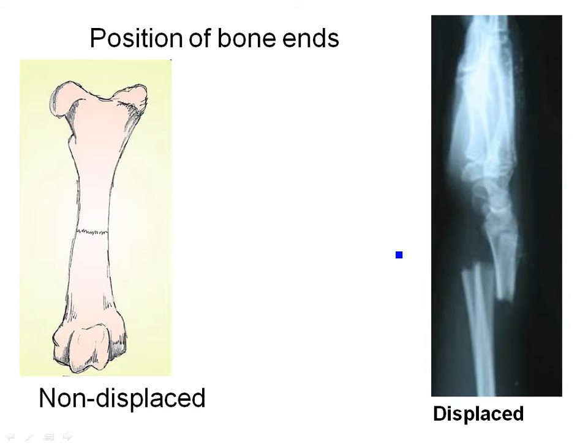Another way of describing it is whether or not the ends of the broken bone are still in place. Obviously these are still in place, so we would call that non-displaced. This x-ray is showing you a displaced fracture in which the ends are nowhere near each other.